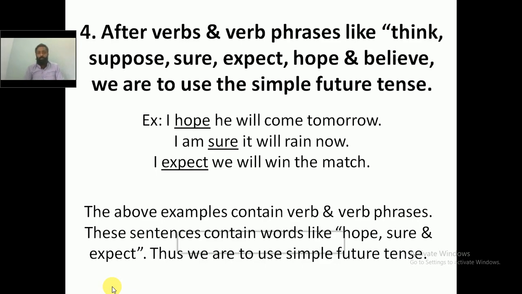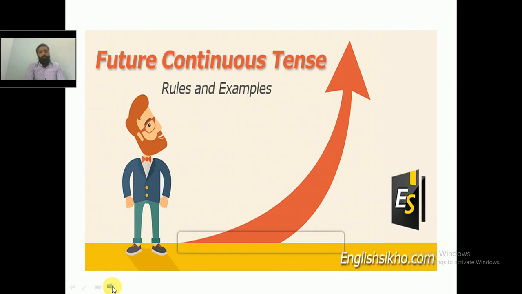I hope you are clear with it now. After the verbs or verb phrases like think, suppose, sure, expect, hope and believe, we are using the simple future tense. That's the end of simple future tense. Just go through the notes once again and try to make your own example so that it will be easy for you to understand. Now move on to the next one, that is future continuous tense.